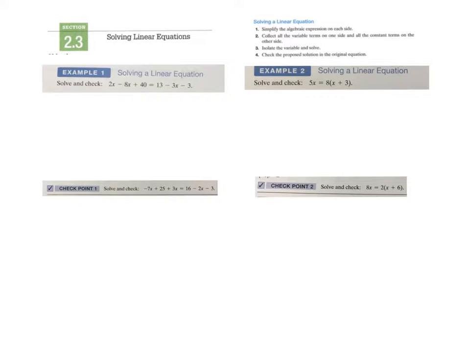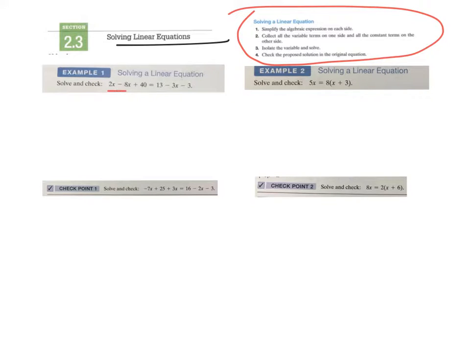All right, to solve linear equations, we need to follow these 4 steps. And the first step is simplifying. Simplifying means removing parentheses or combining like terms on the same side of the equal sign. So these can be simplified to a negative 6x plus 40 equals, and then this side, the 13 and the negative 3, can be made as a 10.